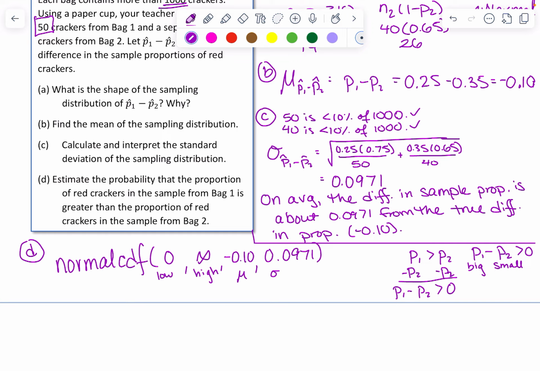Remember, just type in like a really big number, like 99999 or something. Not 0.9, but 99999. My mean will be negative 0.10. Make sure as you type in the negative that you type negative, not minus. And I type in my standard deviation. We get 0.1515.